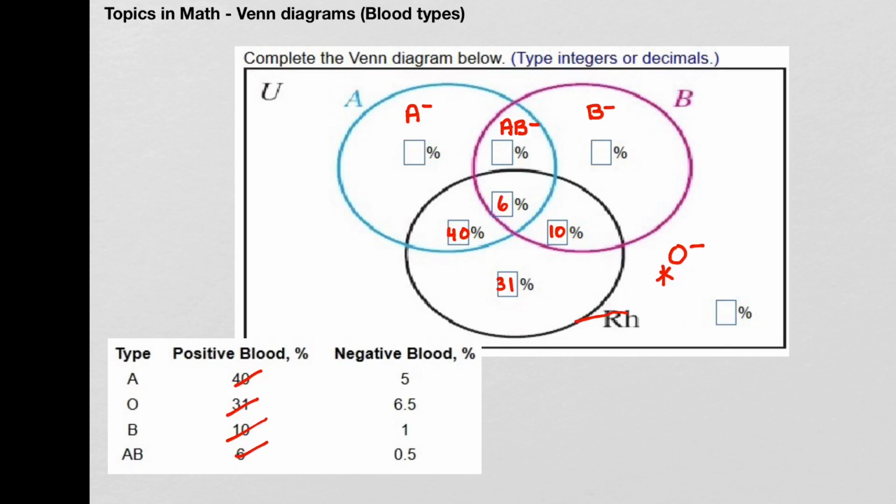Okay, so that takes care of all the positive blood types. So now for the negative blood types, we have A negative, that's 5%. And then we have O negative, which is 6.5%. And B negative is 1%. And then we have AB negative, which is 0.5%.